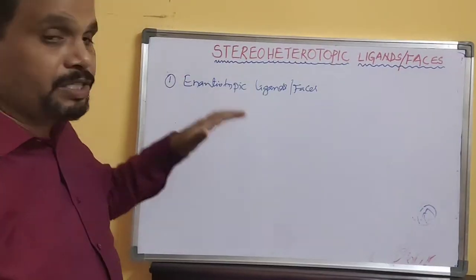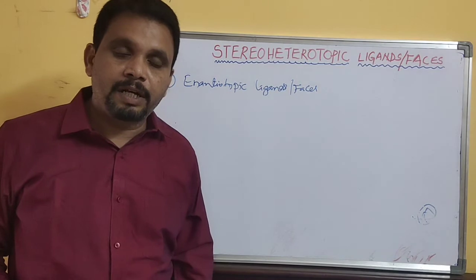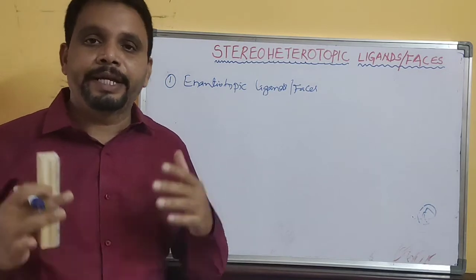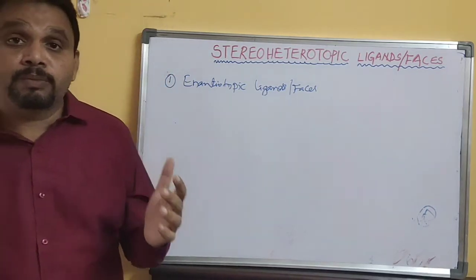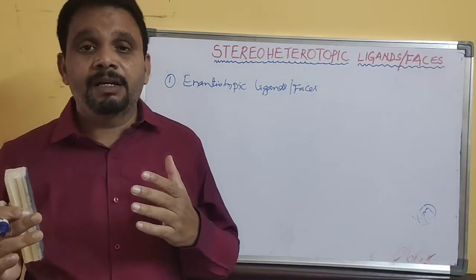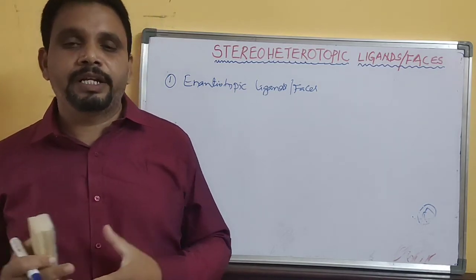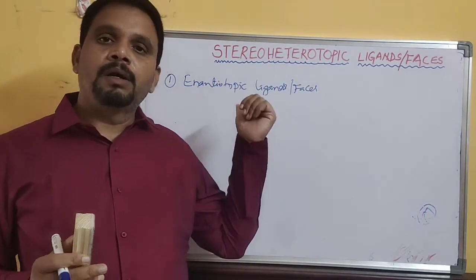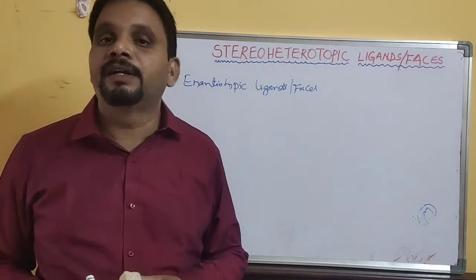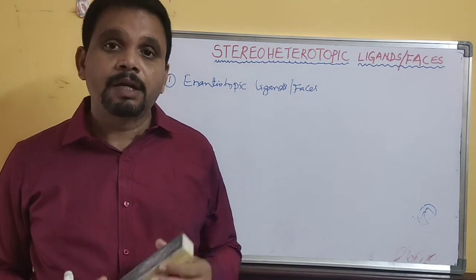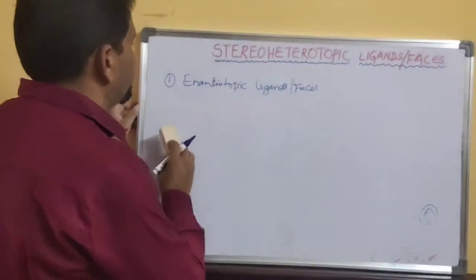So this is the symmetric criteria. By using symmetric criteria, you can identify whether they are homotopic or heterotopic ligands. In homotopic ligands also we have done the same thing by using symmetric criteria, and the second method is the substitution or addition method, or substitution criteria. By using that criteria also we can identify whether the given molecule has homotopic ligands or heterotopic ligands. So let us see the second criteria.